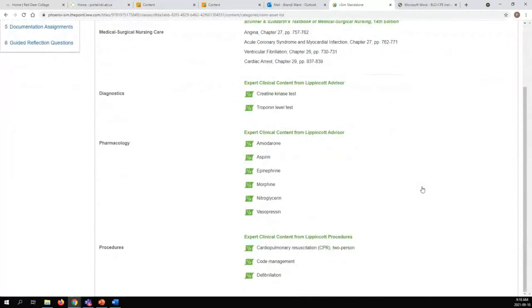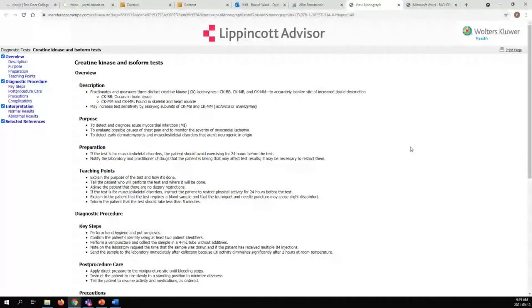And then going down, and personally, this is probably my favorite part of this entire program and kind of captured me, is you've got diagnostics, pharmacology, and procedures. So as part of the process of doing the sim, you're going to go through all of this and read it. And so for instance, you're looking at the creatinine.